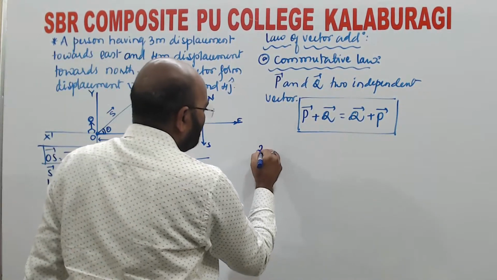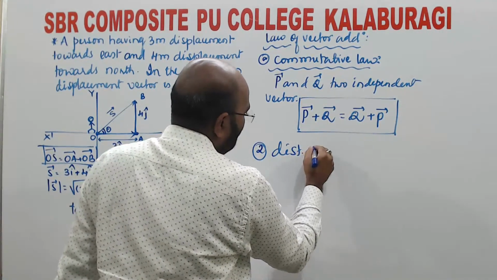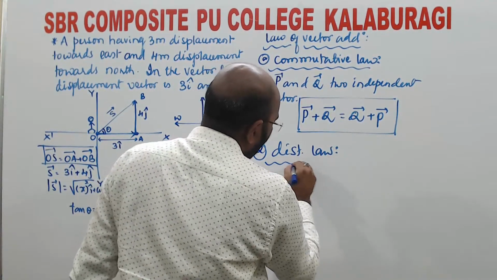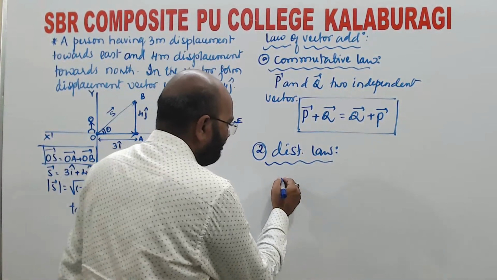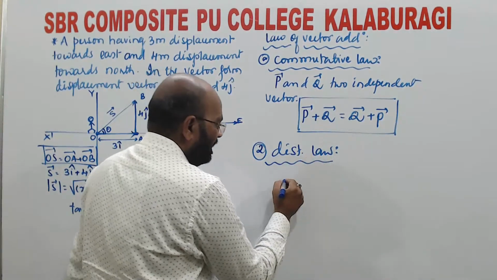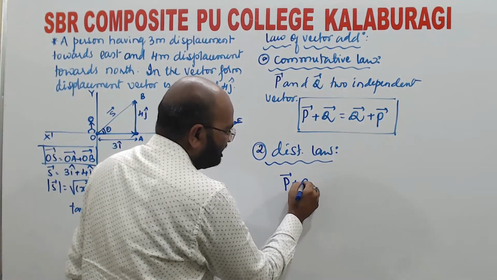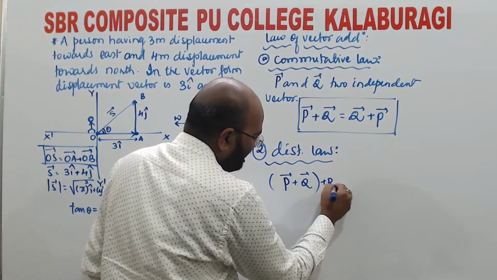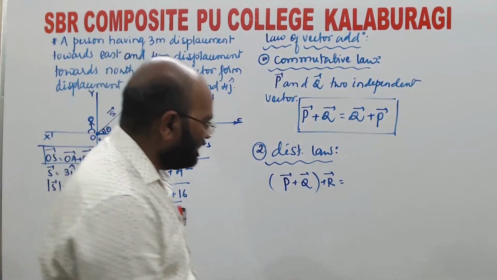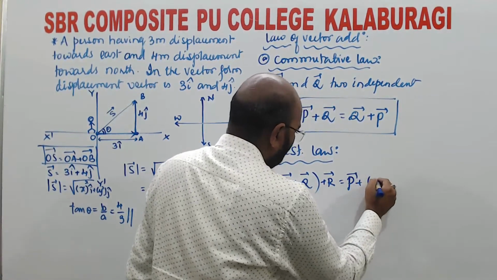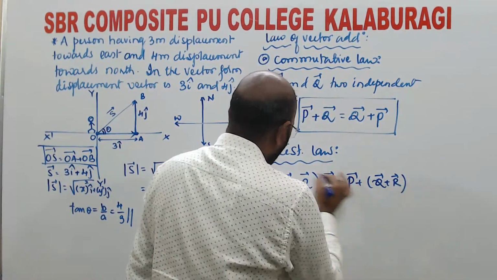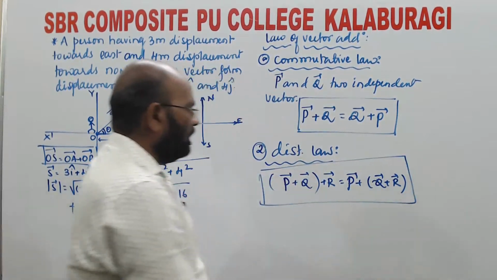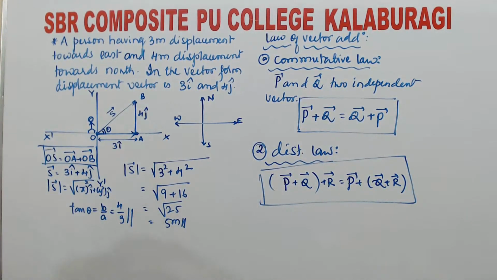Then the second one, distributive law. In the distributive law, it is also addition of vectors, and it is also satisfied. How is it? See, we consider P and Q are two vectors. So this is vector P plus vector Q, and the resultant will be taken as vector R. Similarly, vector P plus vector Q plus vector R is the one which satisfies the distributive law. This is what we call the distributive law here, and it is also satisfied.